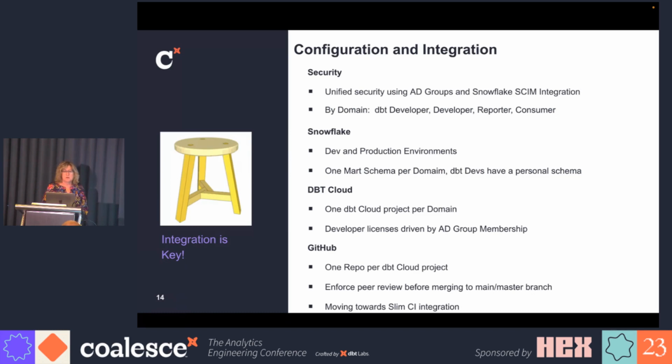And then GitHub, of course, we have one repo per DBT Cloud project. And then some of the data governance around these changes are we are enforcing peer reviews before merging into the main and master branch. And we are moving towards Slim CI integration now.